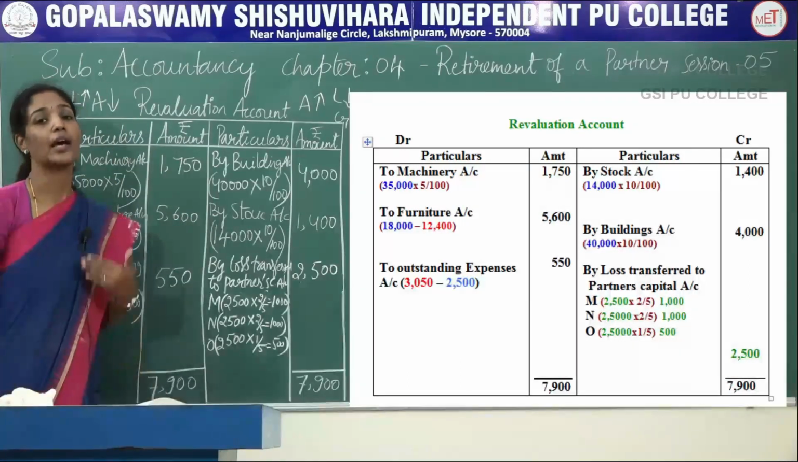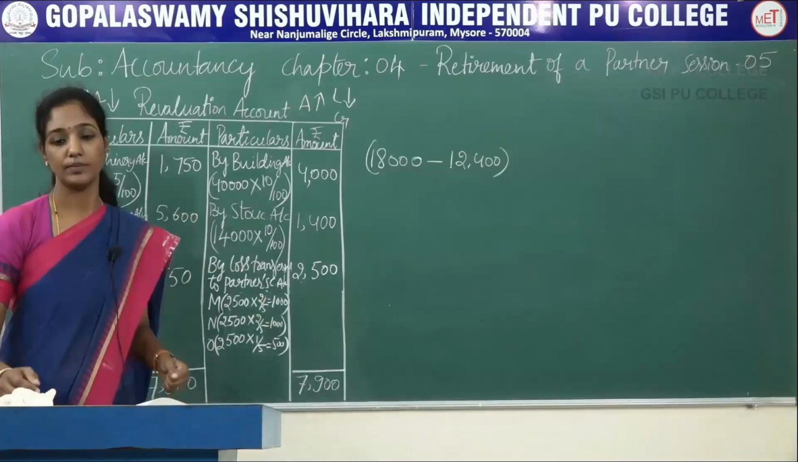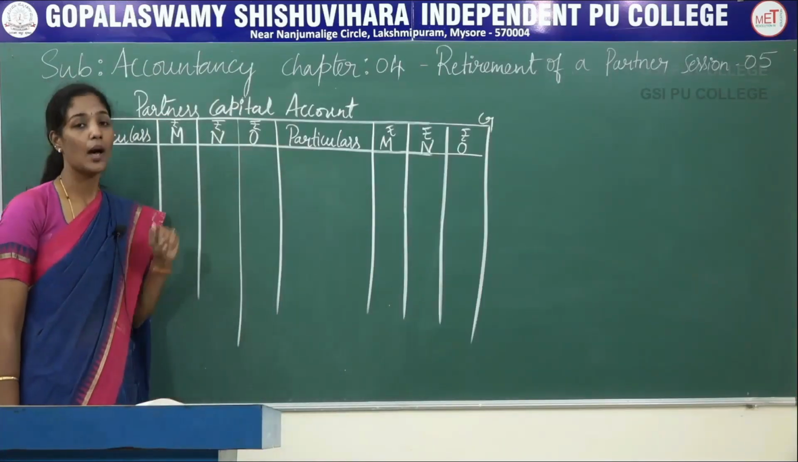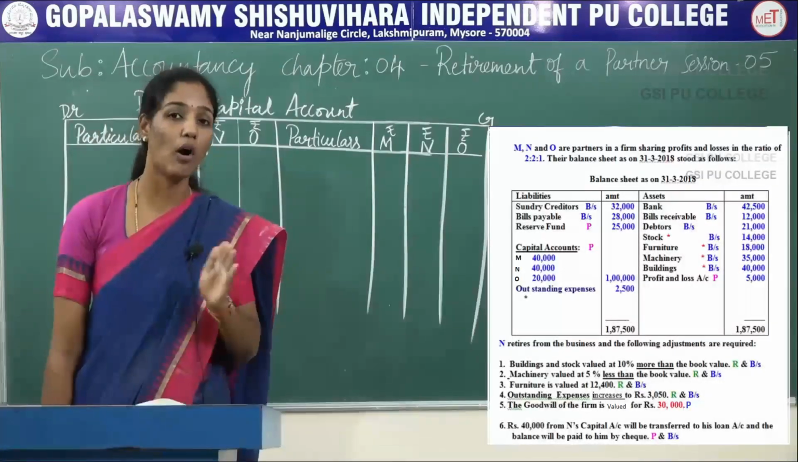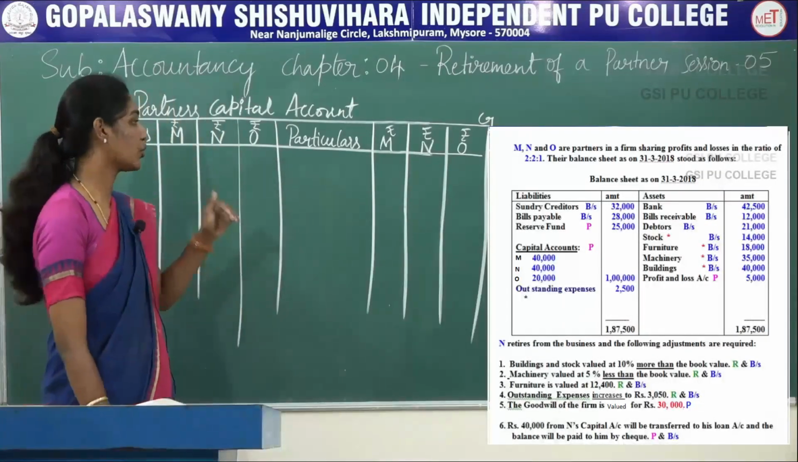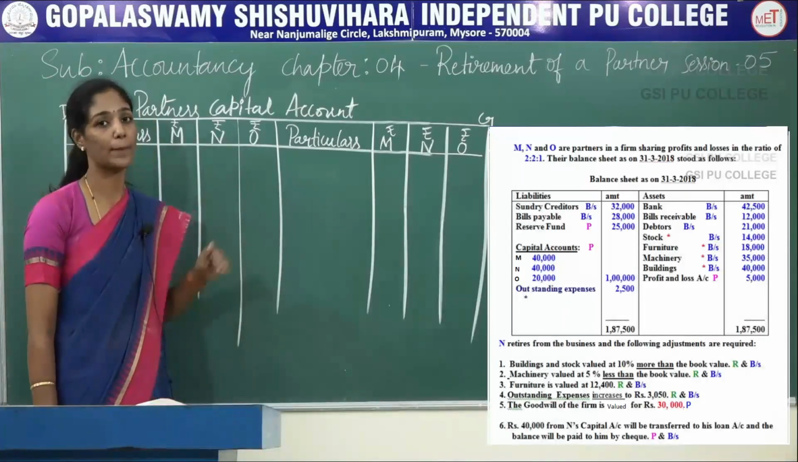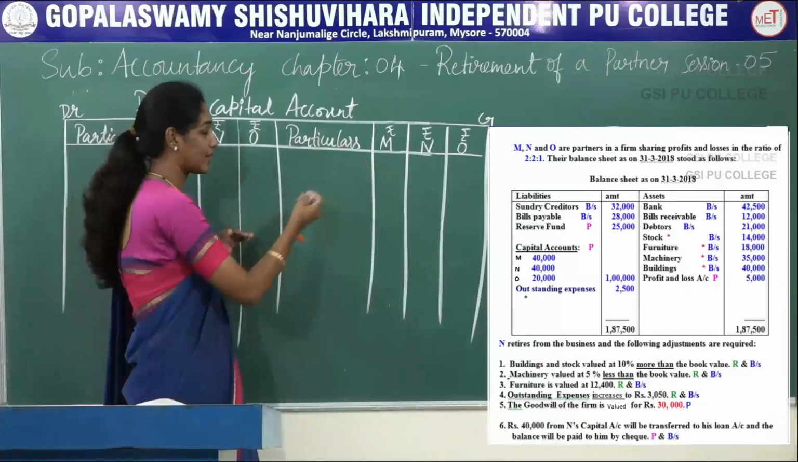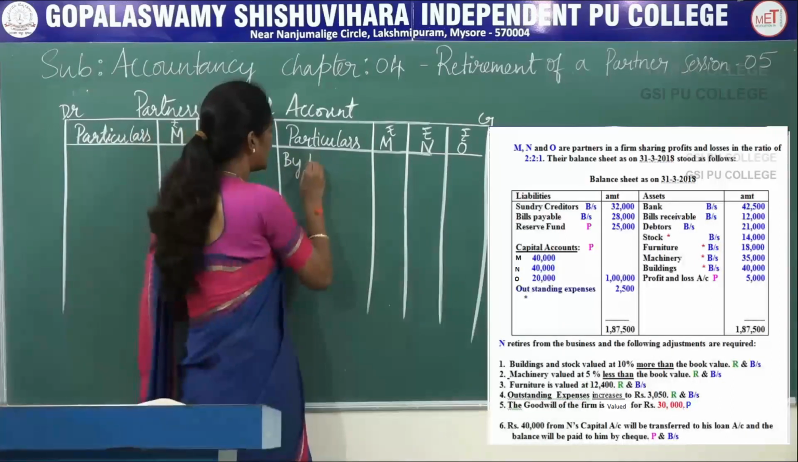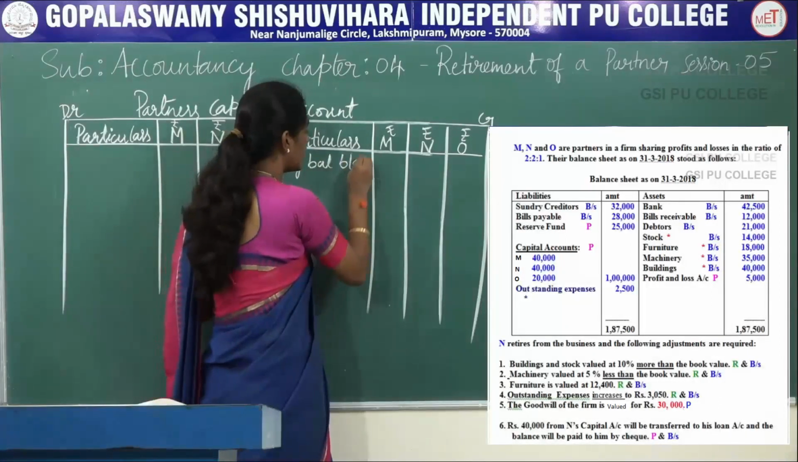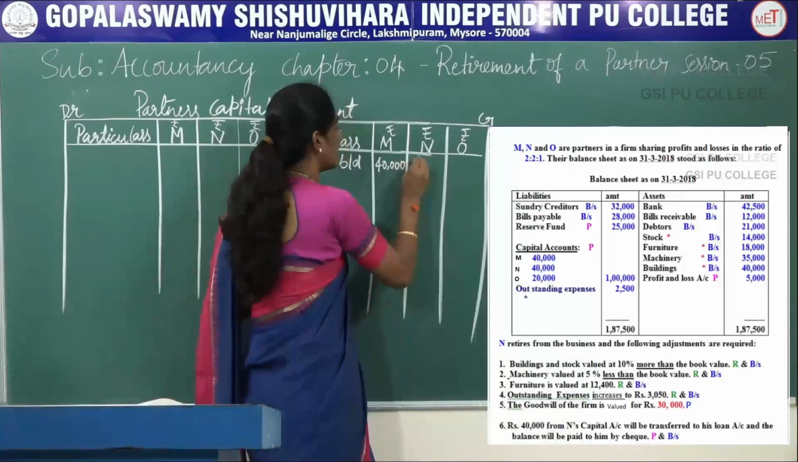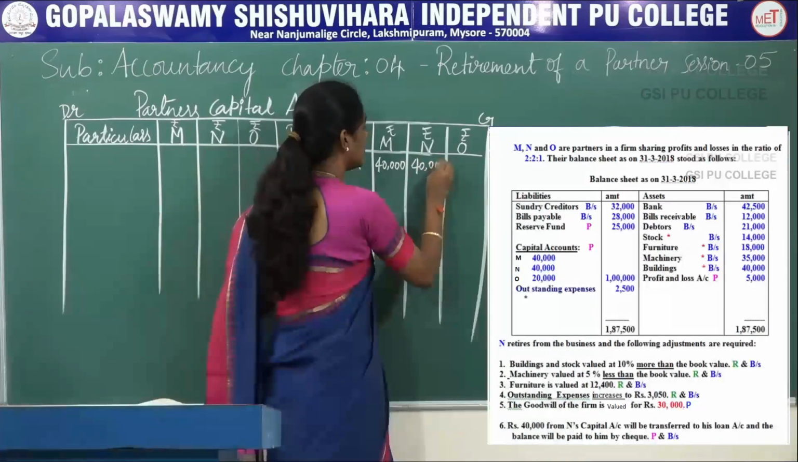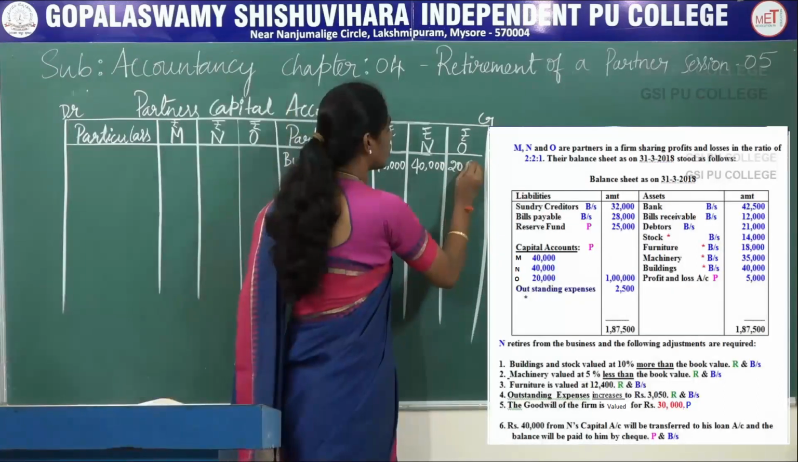Now move on to the partners capital account. Partners capital account always starts with the capital balance of all the partners. So here you should bring the capital balance of the partners on the credit side as by balance brought down. The capital balance of M is 40,000, N is 40,000, and O is 20,000.